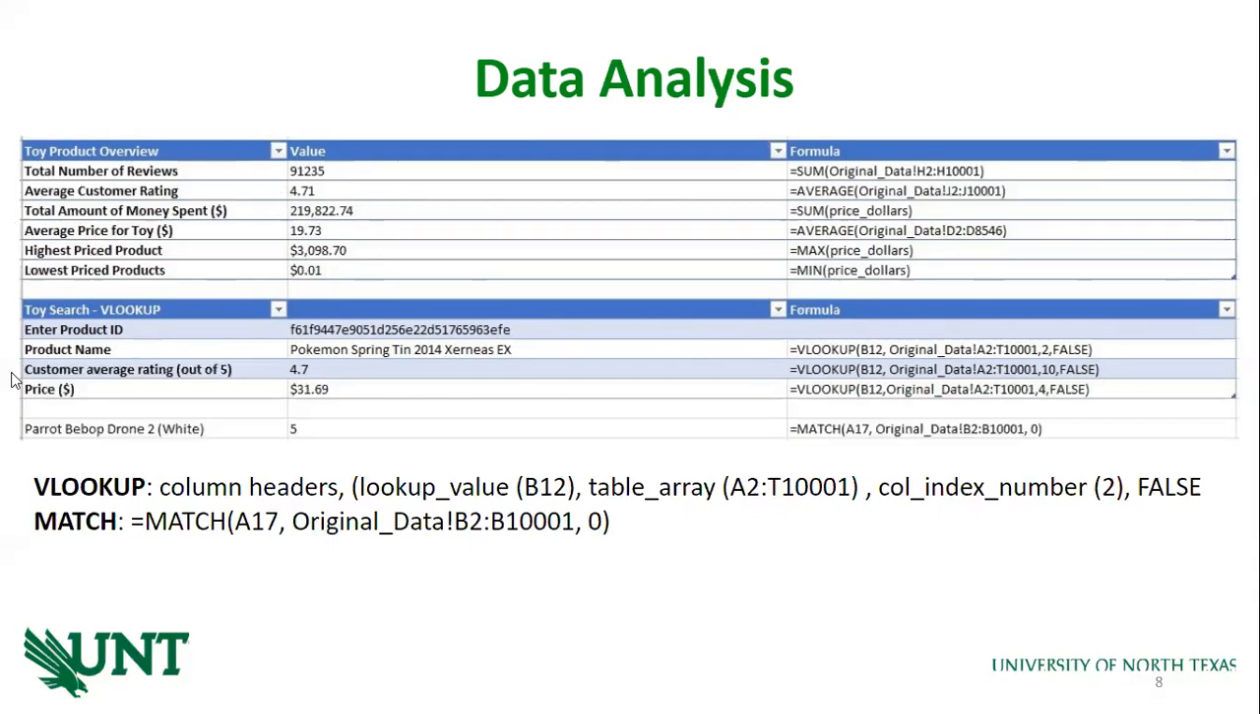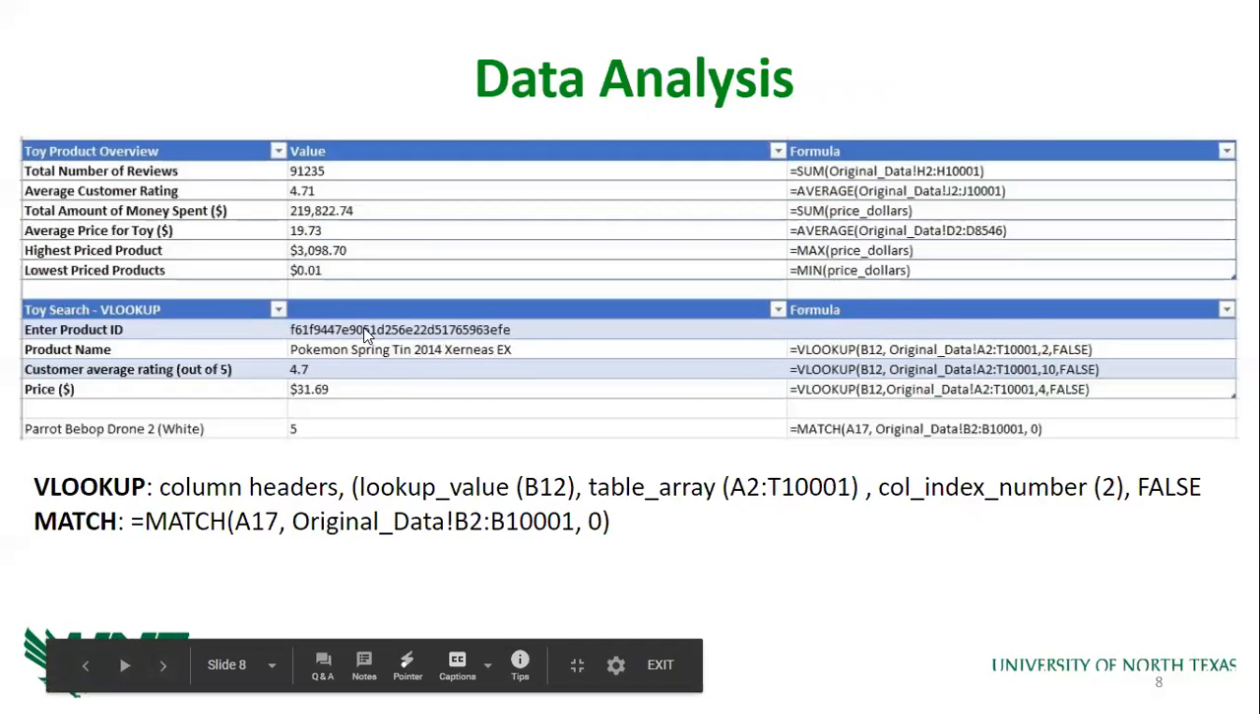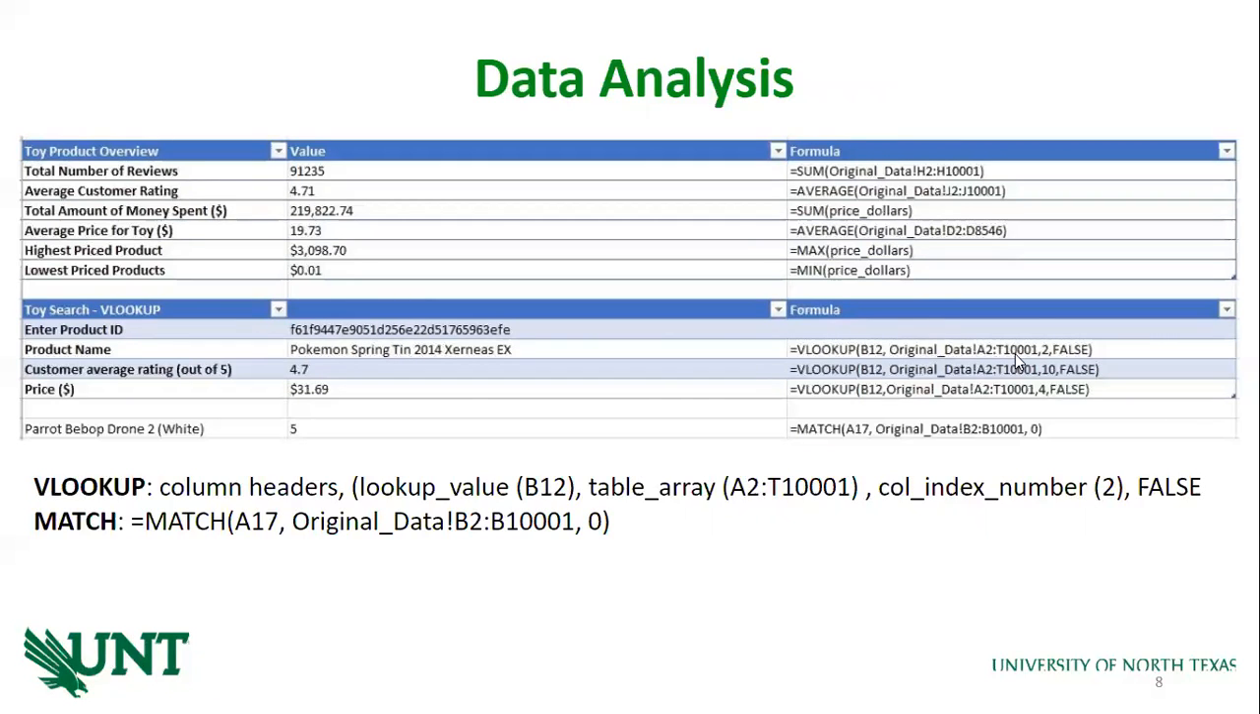We also learned about HLOOKUP and VLOOKUP. I used VLOOKUP because I have column headers. I heard that if it's row headers, then HLOOKUP is what you're going to be looking for. How I set it up is I told Excel, B12 is this box. Anything that I put into B12, look into the original data set and bring me the second column, which would be the product name, and false being I want the approximate answer. I did that with customer ratings and price.